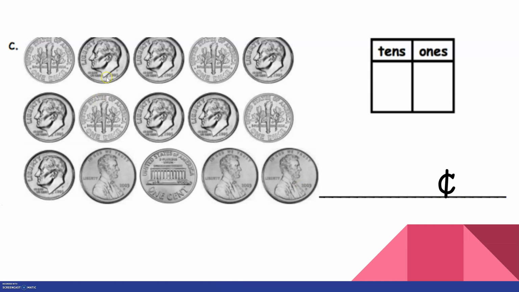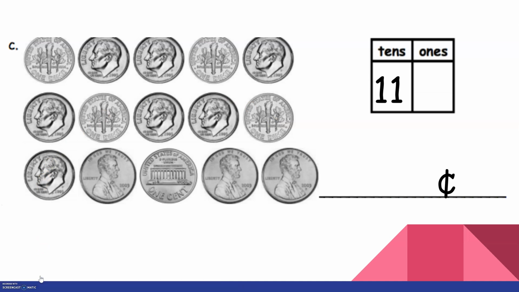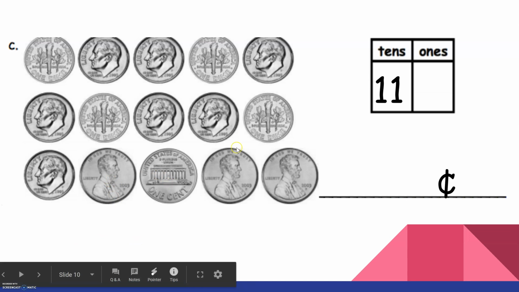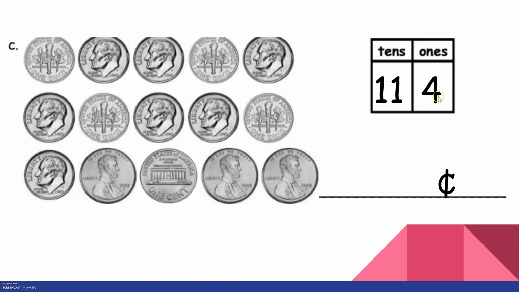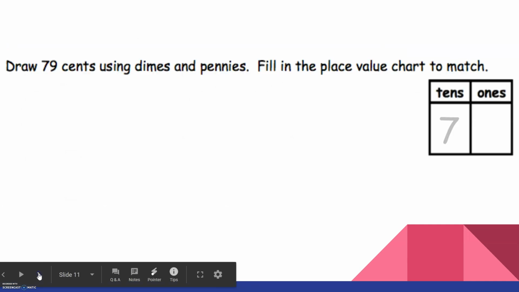Awesome job. Now, let's count just how many dimes there are. 1, 2, 3, 4, 5, 6, 7, 8, 9, 10, 11. So there are 11 tens. And how many extra ones? 1, 2, 3, 4. So we have 11 tens and 4 extra ones. What number does that look like? Looks like the answer we just got, 114. Very good. Thumbs up if you're doing awesome so far.